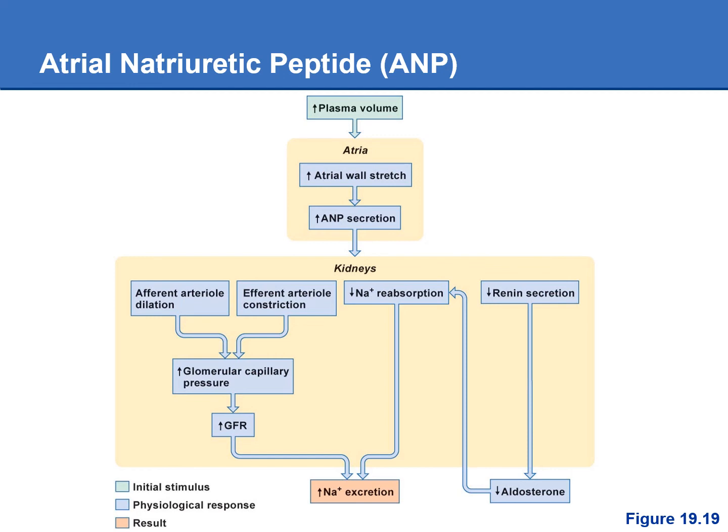And then these are just the effects of ANP, just showing you how it will dilate the afferent arteriole, constrict the efferent arteriole, that'll increase glomerular filtration rate. We end up filtering out more sodium and more water. And then it also is going to decrease the amount of sodium that's being reabsorbed by blocking those sodium leak channels in the distal convoluted tubule and collecting duct. And then also it's going to decrease the stimulation of the RAS system, so we're not going to be releasing renin and aldosterone.